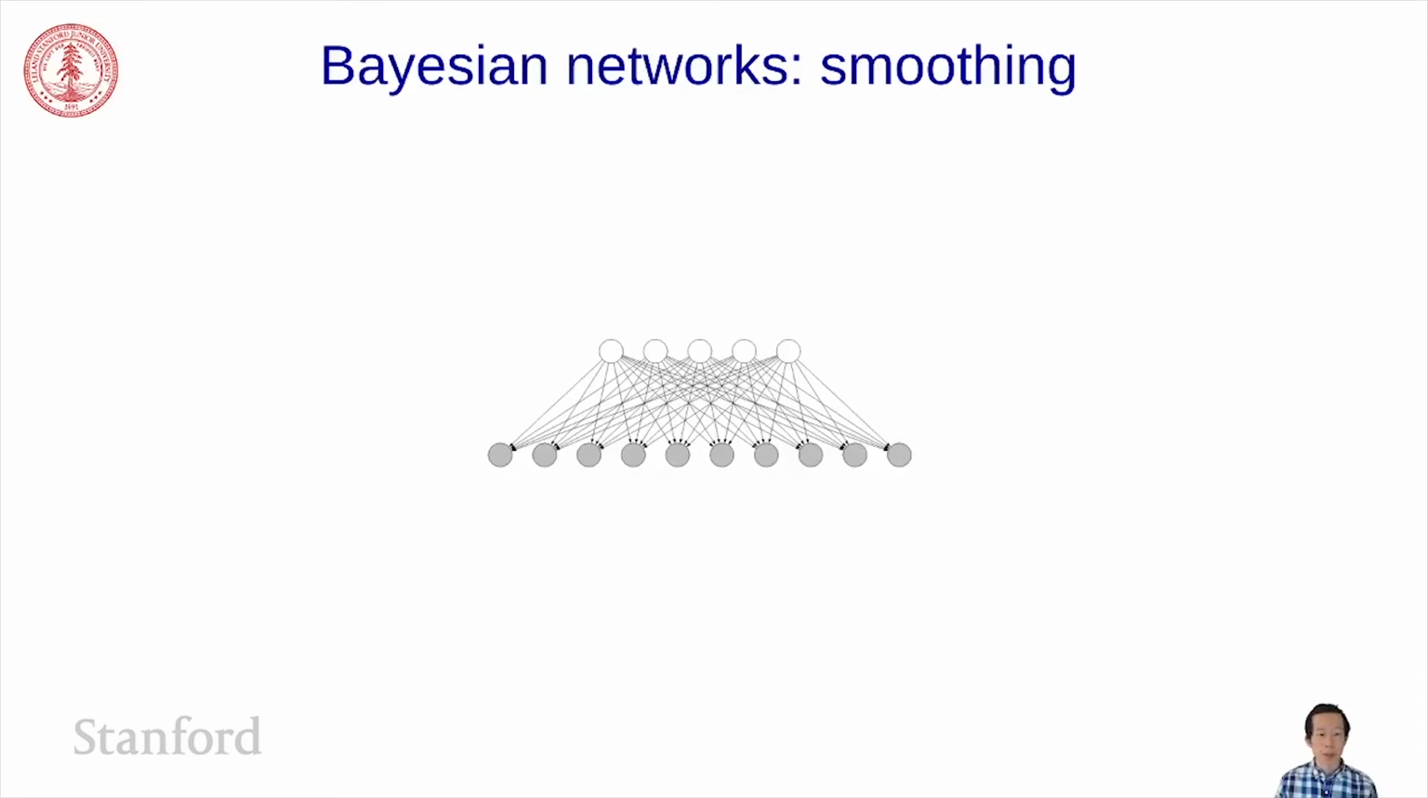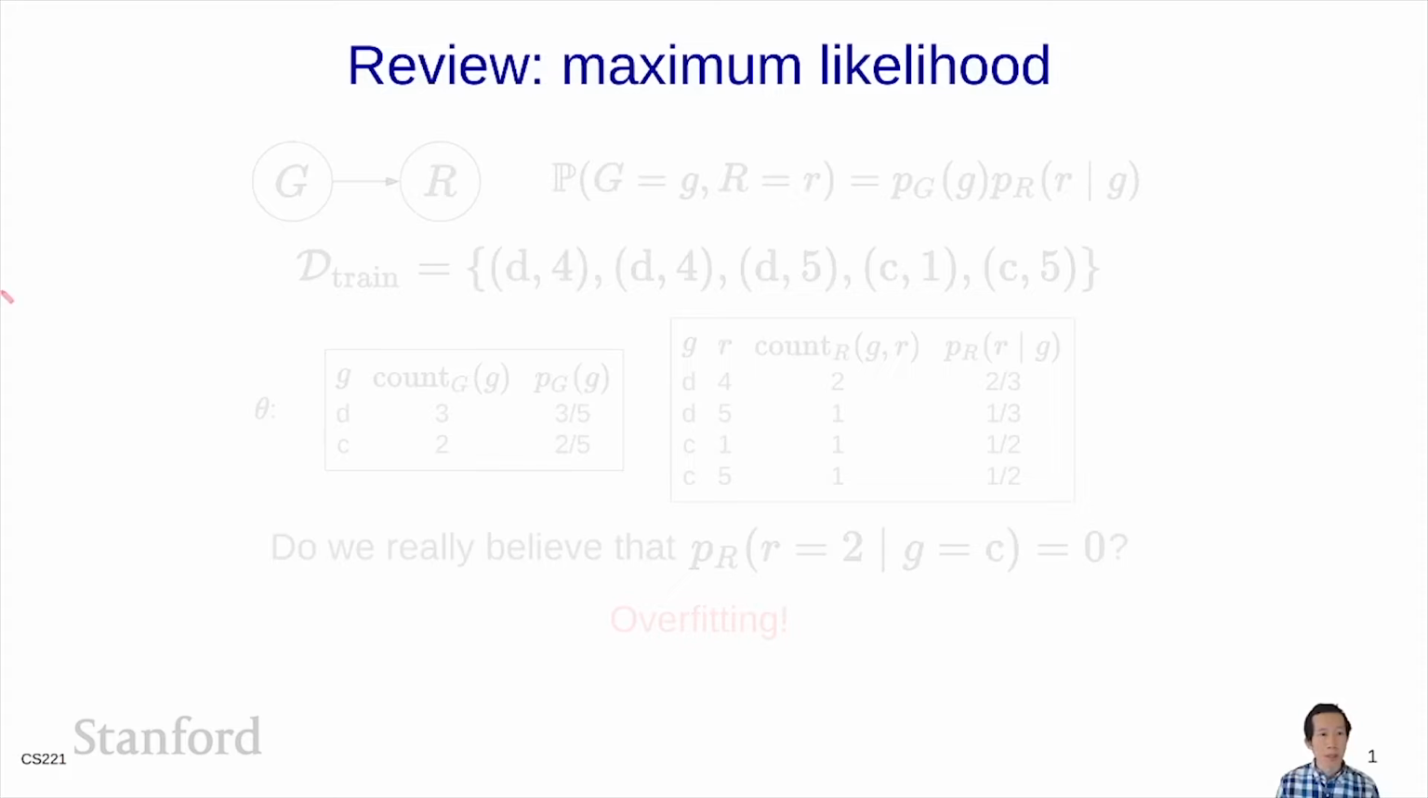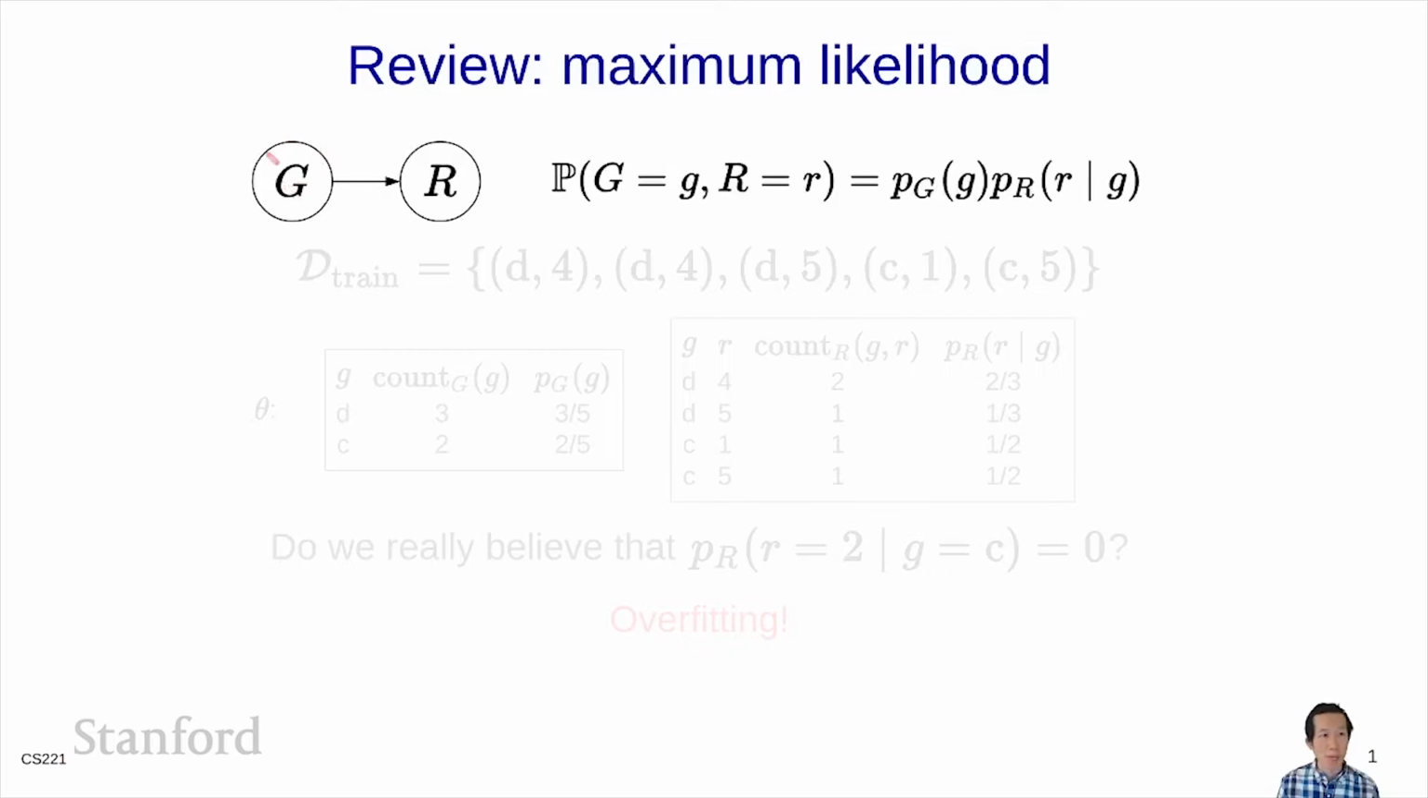Hi, in this module, I'm going to talk about Laplace smoothing for guarding against overfitting. So let's review maximum likelihood estimation in Bayesian networks. Remember last time we had an example of a two-variable network, a genre of a movie and the rating of a movie, where their joint distribution is given by probability of a genre times probability of rating given genre. And now we don't know these parameters, but we want to estimate them from data.